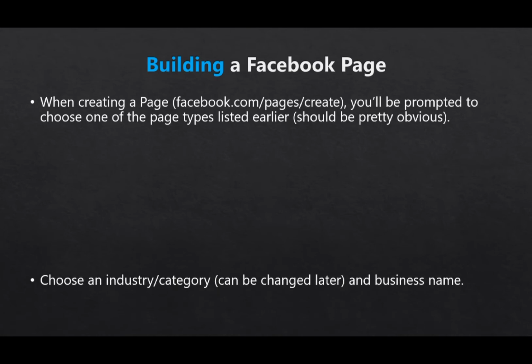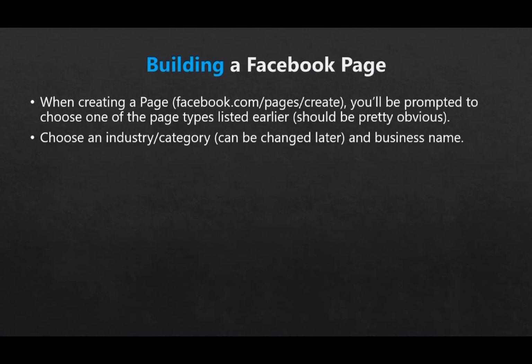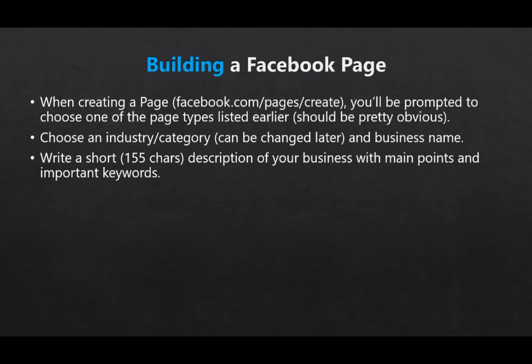Once you've chosen a page type, you'll have a drop-down menu where you'll need to choose an industry or category. If you're unsure which category applies best, don't worry, you can change it later. Then you'll be asked to input a business or product name and hit submit. When you first arrive at your new page, it'll be a little barren, but Facebook has made it very easy to start fleshing it out.